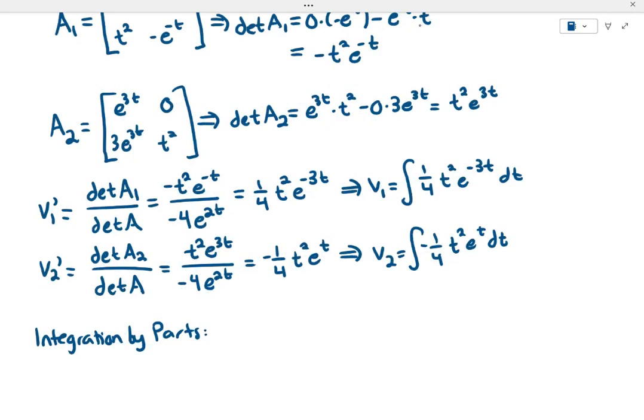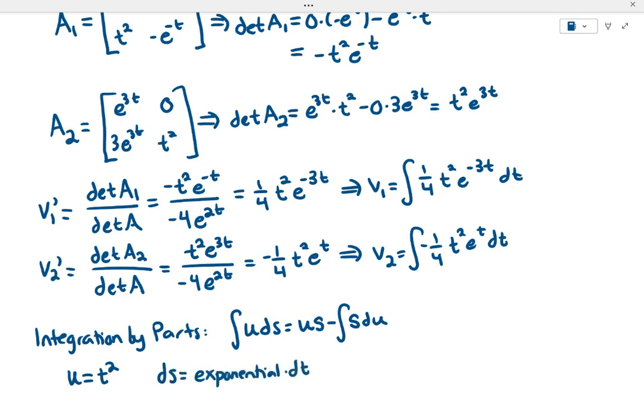To avoid confusion with variables, I'm going to use the letters u and s instead of the usual u and v, and say that the integral of u ds is equal to u times s minus the integral of s du. For both integrals, I'd use t squared for u and the exponential function for ds.